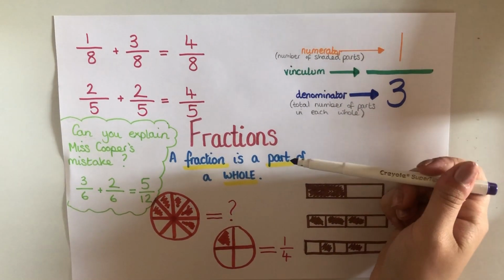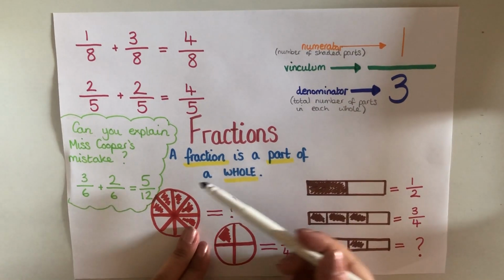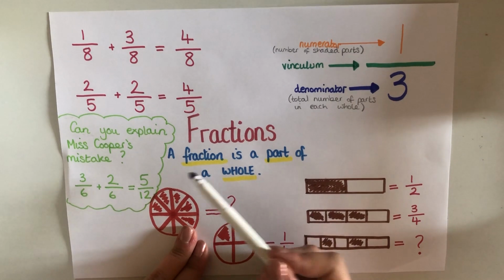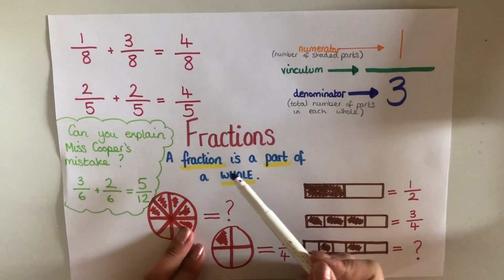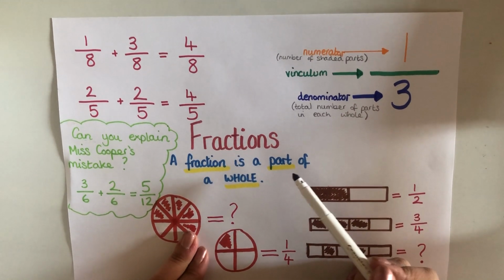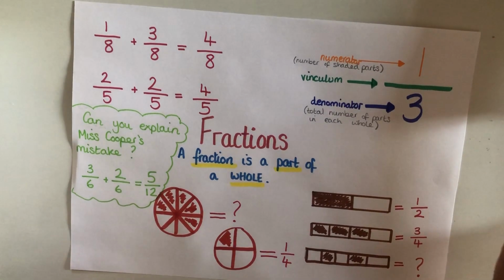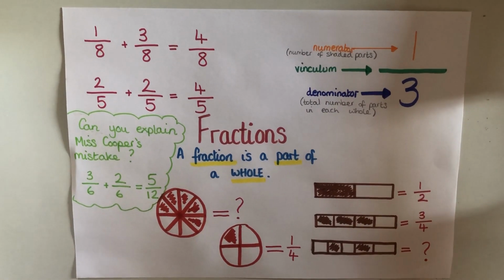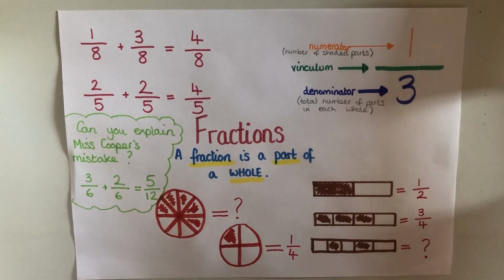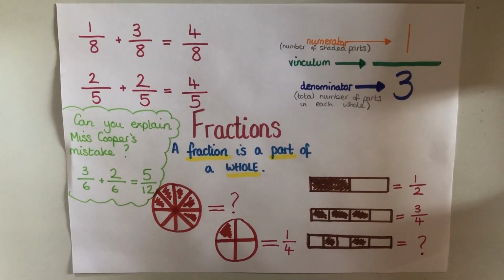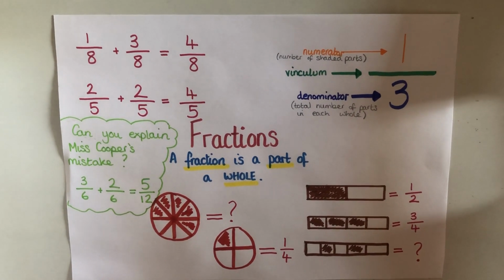But first, in the middle here, we have a definition with some very important words. So a fraction, which is what we're looking at, is a part of a whole. A whole is if we had a whole chocolate bar, and then a fraction would be, say, taking 3 chunks of that whole chocolate bar.